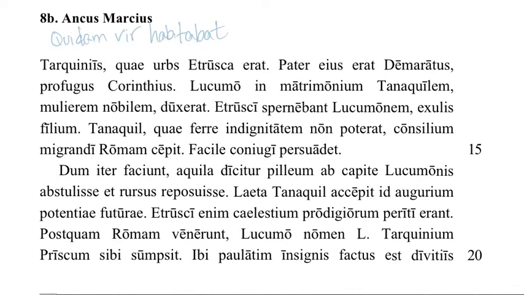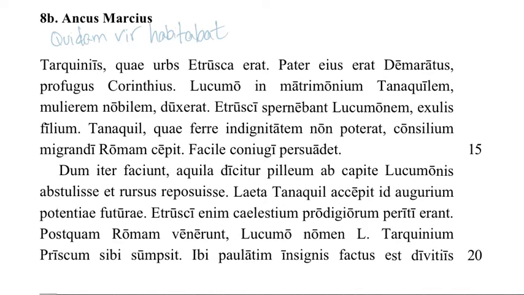Okay, continuing on for the previous sentence, we're just taking the main part. A certain guy was living. Where was he living? In Tarquinia. And what was that? That was an Etruscan city. Remember, the Etruscans were the big guys on the block during the time of the early Romans. Pater eius erat de Maratus Profugus Corinthus. Okay, so this Lucumo is so important that we're going to spend the rest of the chapter talking about him. Ancus Marcus did a bunch of interesting things, but Lucumo is really the focus here.